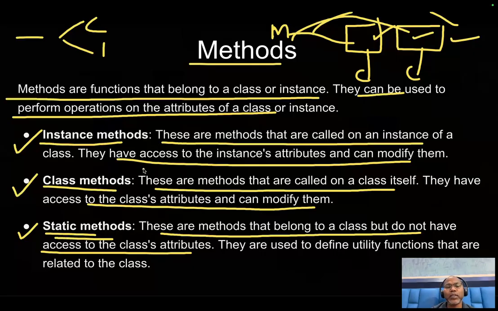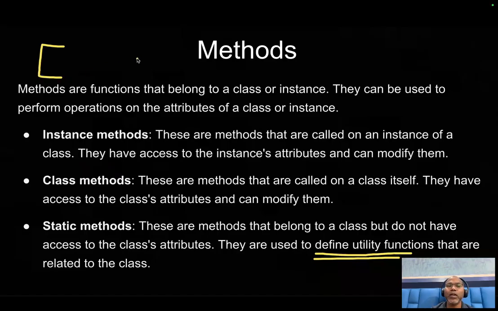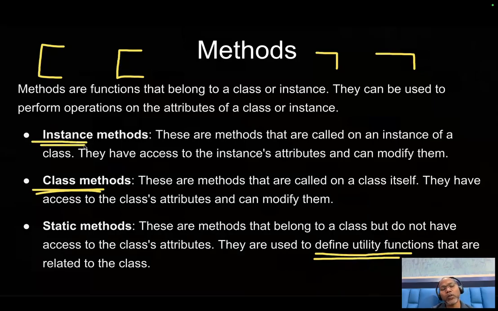So due to that, there is, you can say, a third option in methods, which is static. That means you are just going to define a utility function. That utility function can be used by your class 1, class 2, or any number of classes. They do not directly belong to any class, but class methods belong to a specific class. Instance methods belong to a specific instance only.